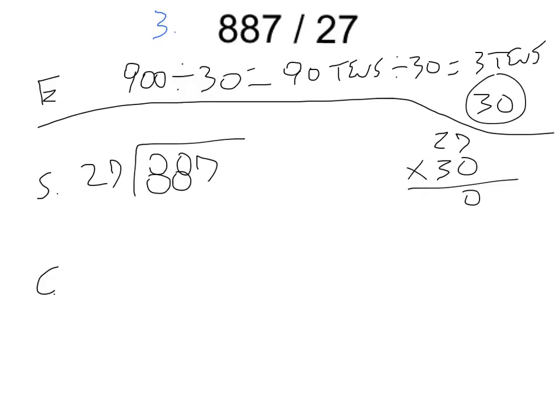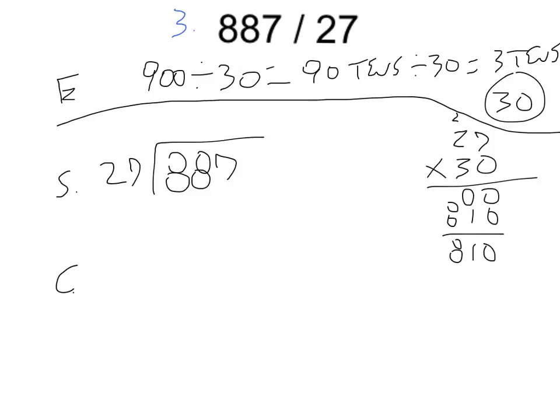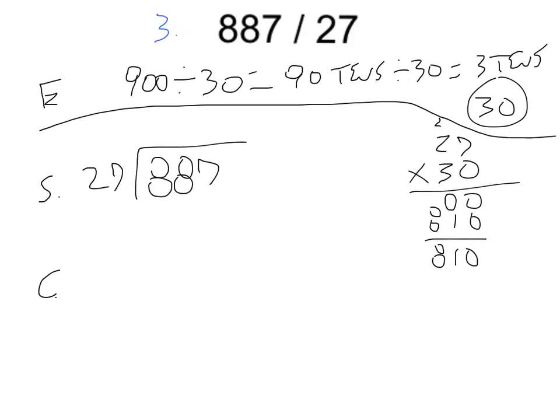0 times 7, 0. 0 times 2 is 0. 3 times 7 is 21. 2. 3 times 2 is 6, plus 2 is 8. So, answer here is 810. I'm already seeing a problem because I know this is much less. So let's go ahead and take away 810. Oops, I just did the wrong thing. So we'll take away 810.